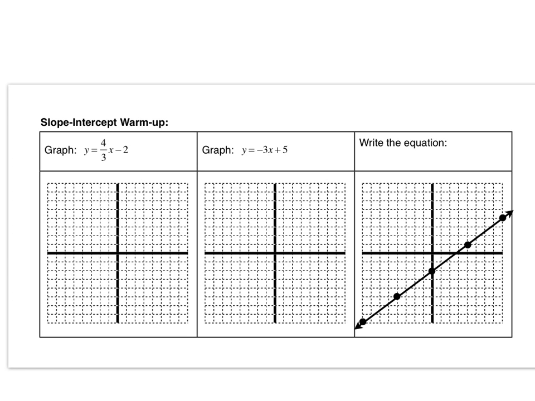Last week we learned slope-intercept form, but it's been a few days, so let's review. Slope-intercept form is the equation y equals mx plus b, where m is the slope and b is the y-intercept.